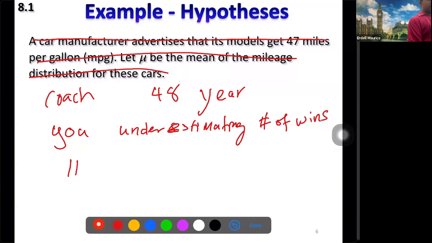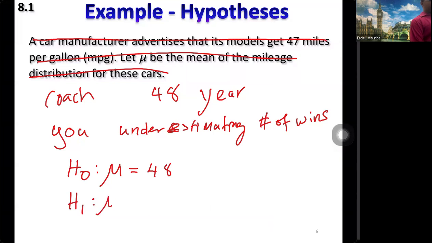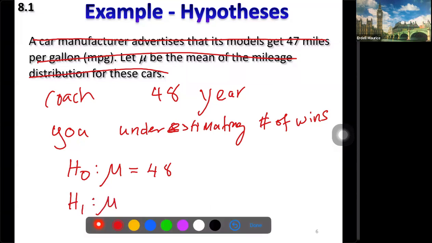What will be the H0? What will be the null hypothesis for this statement? The key thing to remember is that the null hypothesis always uses an equal sign. And so my null hypothesis would be that the average number of wins for the team is going to be 48 games. Does it make sense? What would be the alternative hypothesis? What would be the H1 in this scenario? The mean number of wins for the team will be greater than 48.